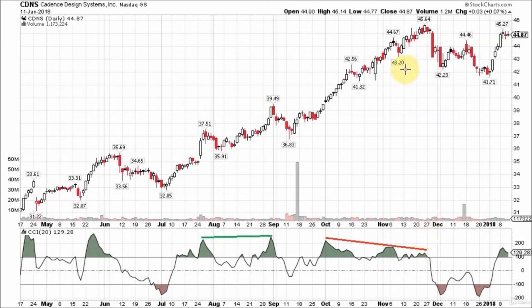Even though it's getting new highs, it's getting a little choppy. It's not as easy of a move. There's not as much momo behind it, or momentum. Okay, so this is one thing I really like about the CCI, is that it will give you a look at the future.